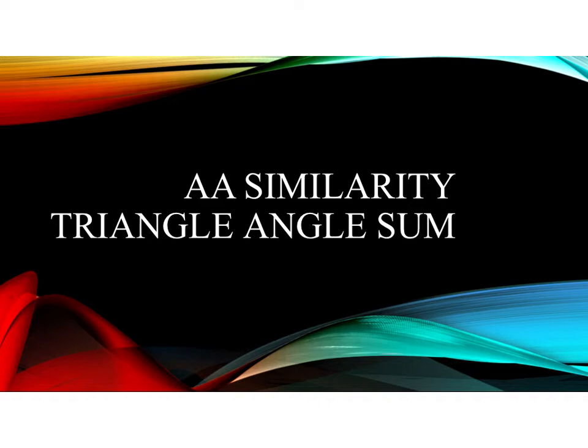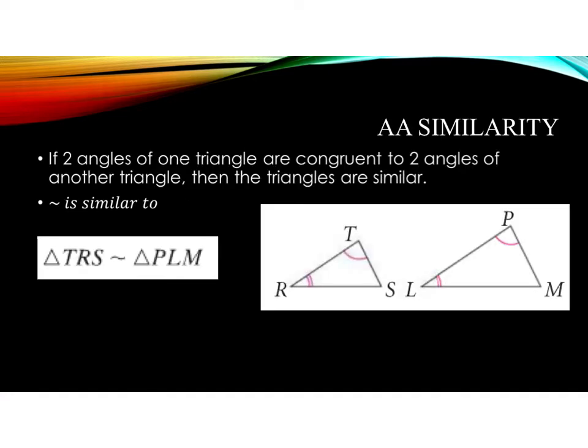Today we're going to look at what we call AA Similarity, or angle-angle similarity, and the triangle-angle sum properties. For AA Similarity, what this states is that if you have two angles of one triangle that are congruent to two angles of another triangle, then that tells us that those two triangles are similar.